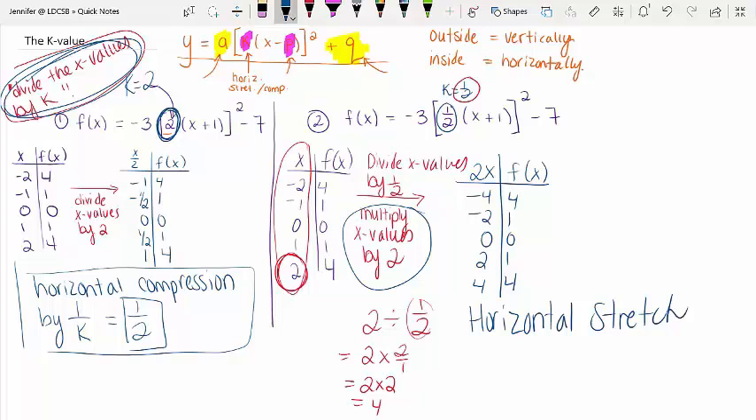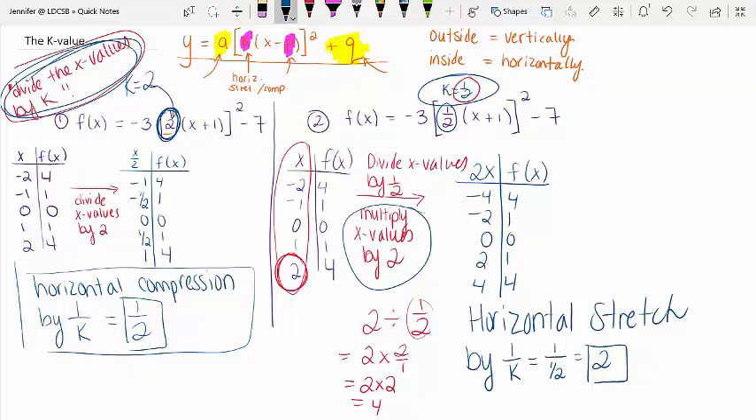Now to figure out what that stretch was by, it's always by 1 over k. So let's plug in our k value of a half. And when we simplify that, it turns into 2. So this question was a horizontal stretch by 2. Okay, so that's all the reasoning behind it, and hopefully that helps you understand.